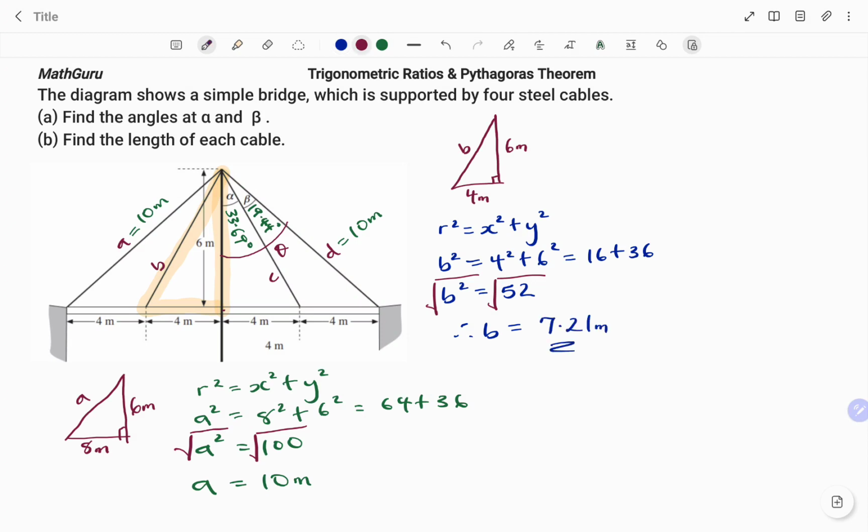So note that cable A is equal to 10 meters, which is also equal to cable D, and cable B equals 7.21 meters, which is also equal to cable C.